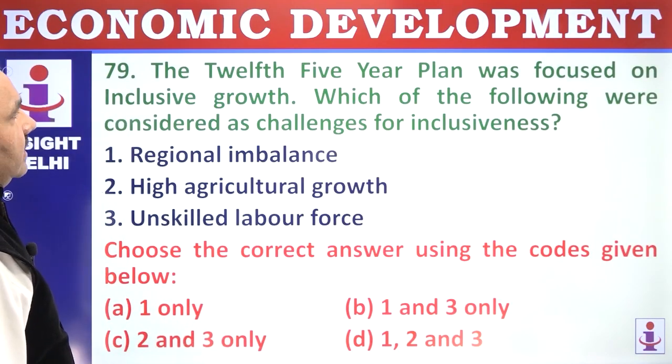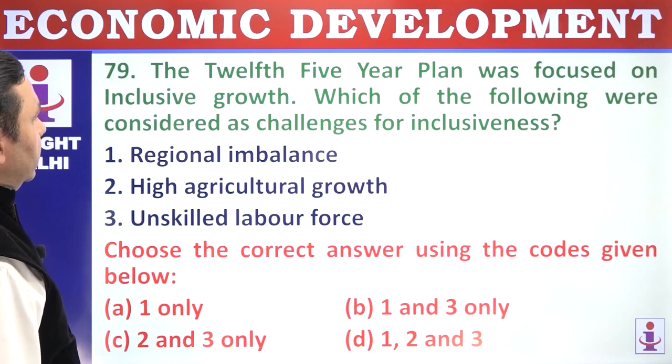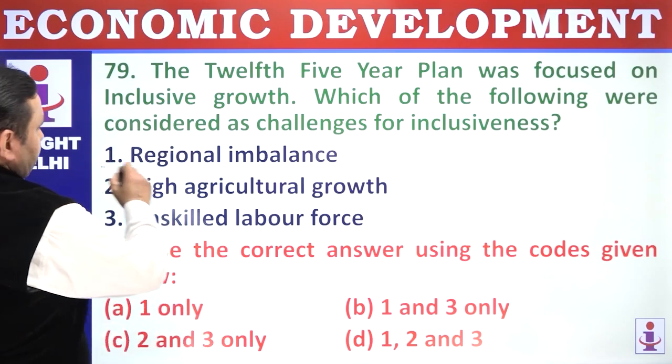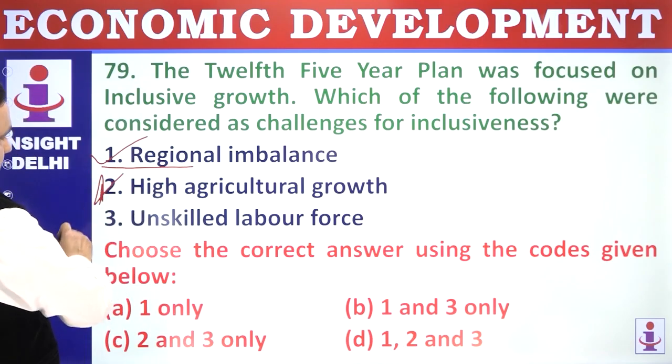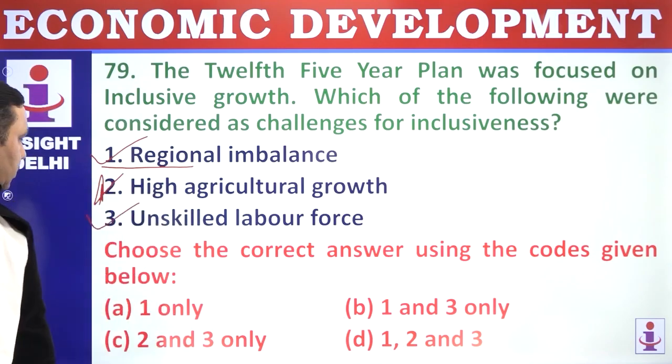The 12th five-year plan was focused on inclusive growth. Which of the following are considered as challenges of inclusiveness? Regional imbalance is a challenge. High agriculture growth is not a challenge, this is a facilitation. Unskilled labor force is a challenge, 1 and 3.